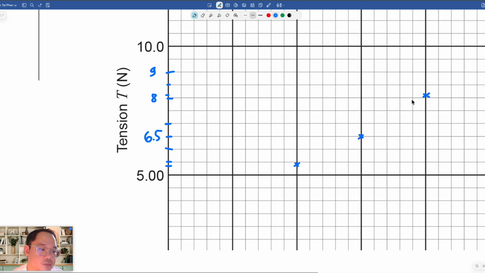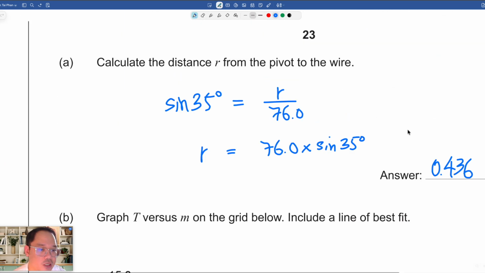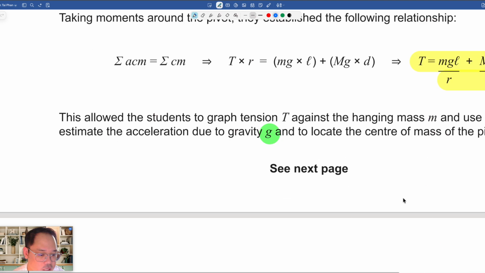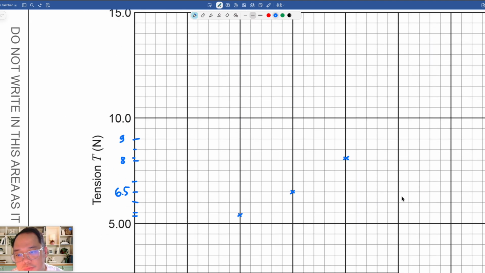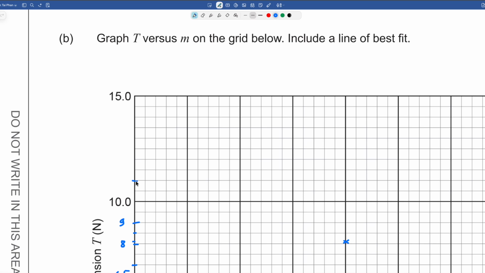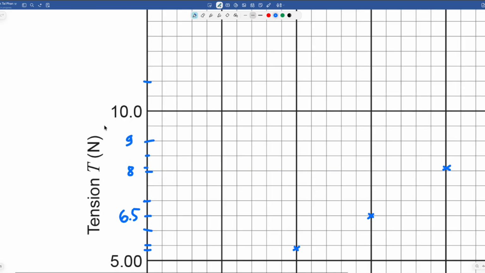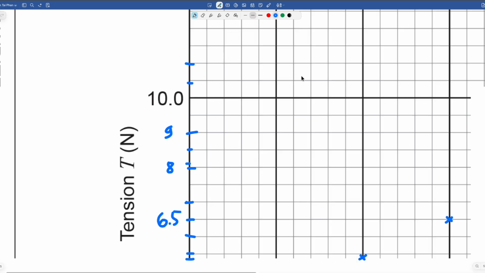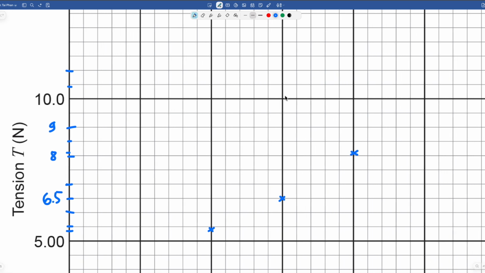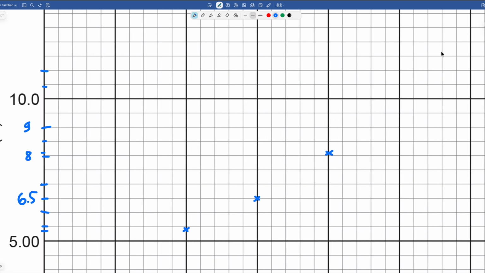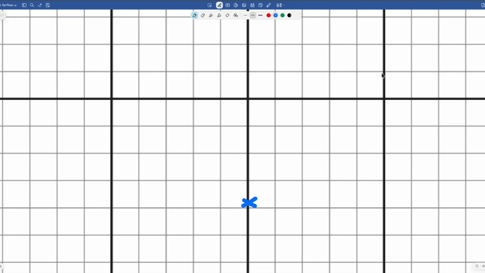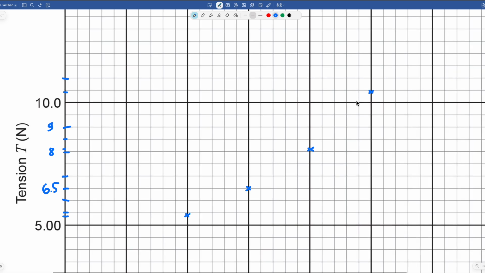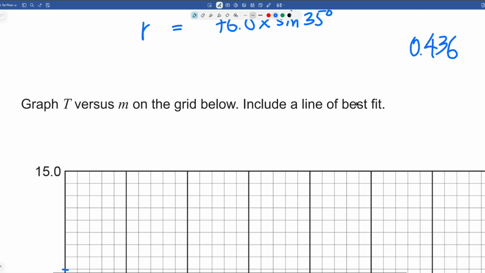Then 0.5 kilogram and 10.4. We have 11 here. 10.4 is close to 10.5. This point, 10.4, close. And 0.5 kilogram, the mass. This point, zoom in, close to 10.5. That's the next point. They look kind of like a straight line, right?